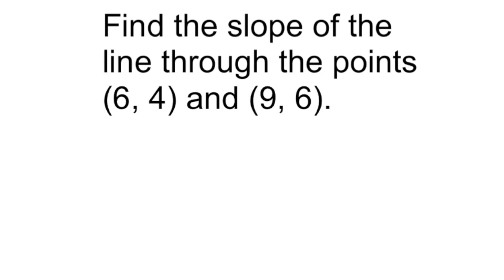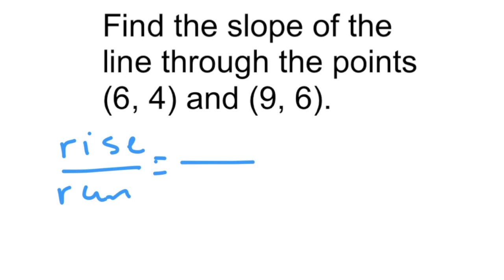Find the slope of the line through the points (6, 4) and (9, 6). Now you could draw a graph and find it that way, but there is a formula for finding slope without doing any graphing, and it comes from the rise and the run. The rise, if you look at a graph, is which axis, the x-axis or the y-axis? Well, the y-axis is the one that's vertical, so we're going to do y2 minus y1, and you're going to see where that y2 and y1 come from in a moment. And the run is the x-axis, so we do x2 minus x1.